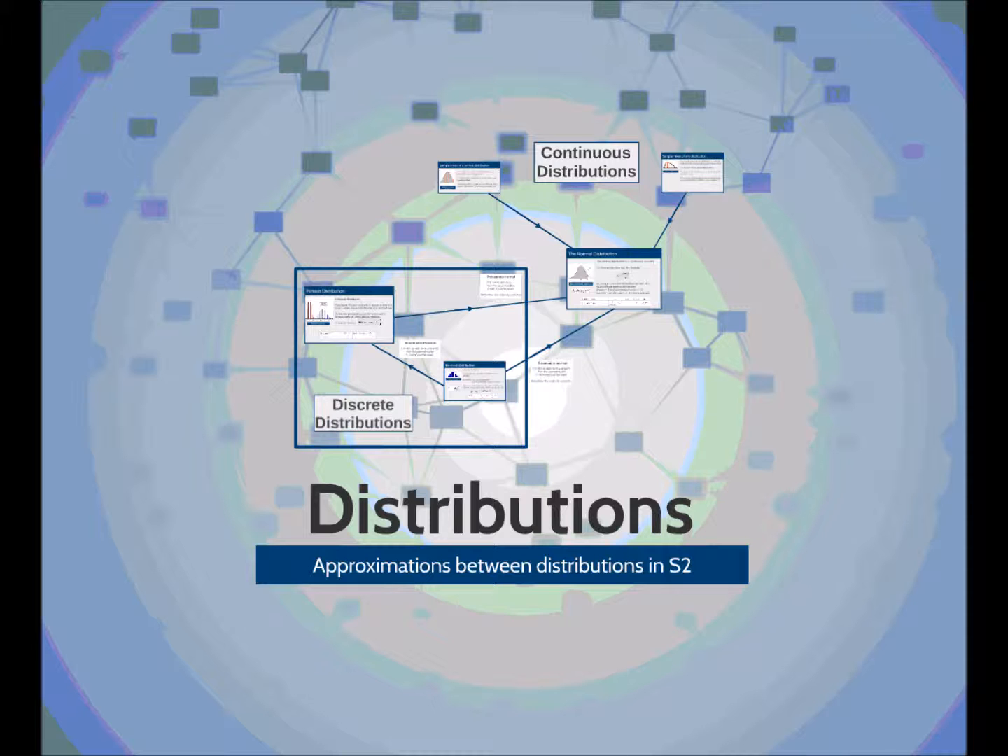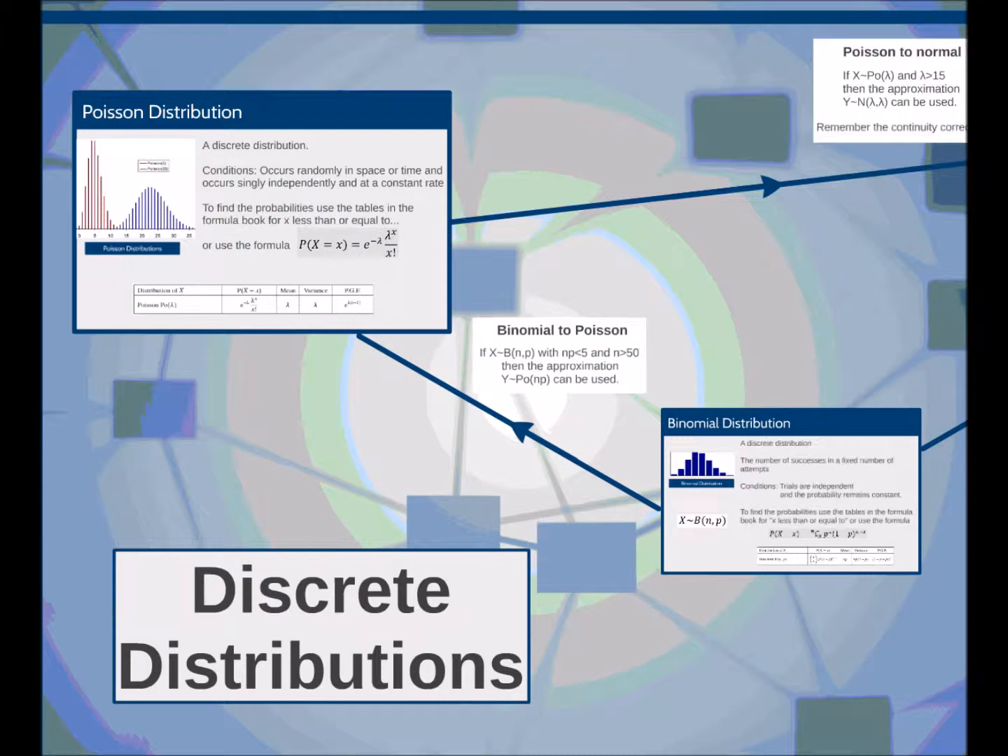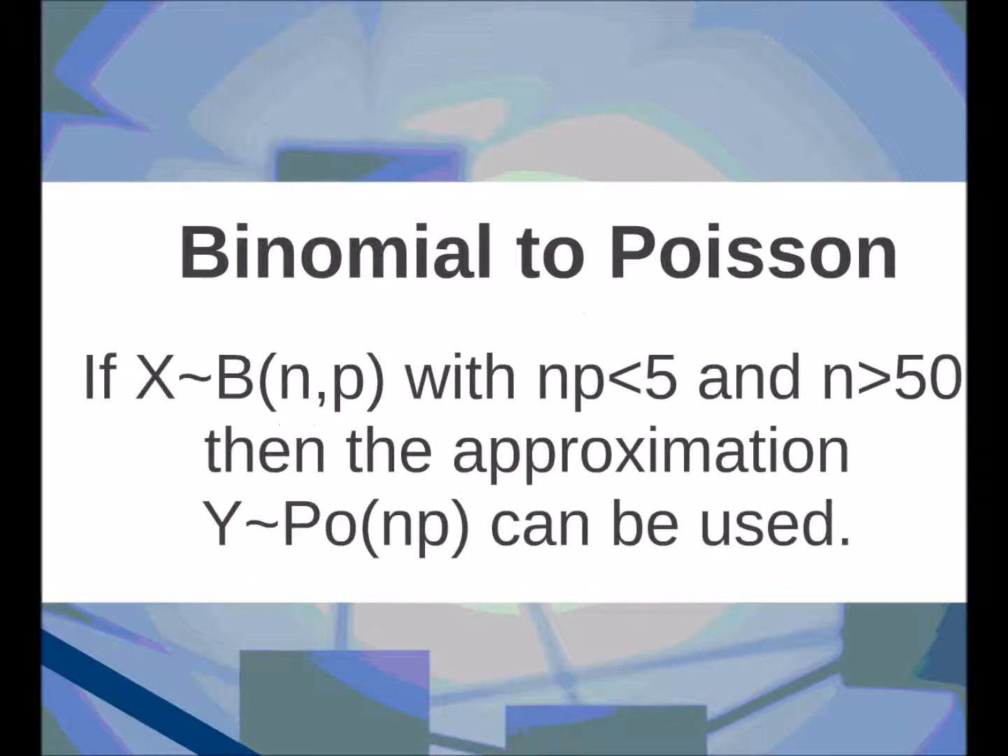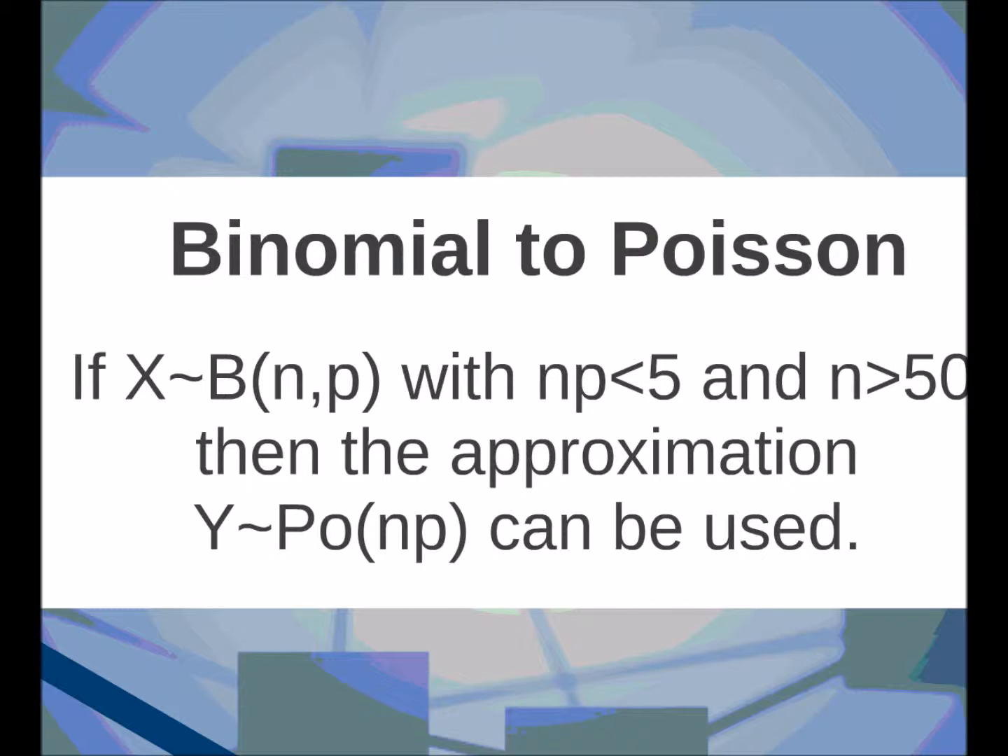Now we're going to have a look at when we can approximate between them. So let's have a look at our discrete distributions first. To go from a binomial to a Poisson distribution, I can do that if np is less than 5 and n is big, so n is more than 50. And then we can use the approximation that the distribution becomes Poisson, where lambda is n times p.